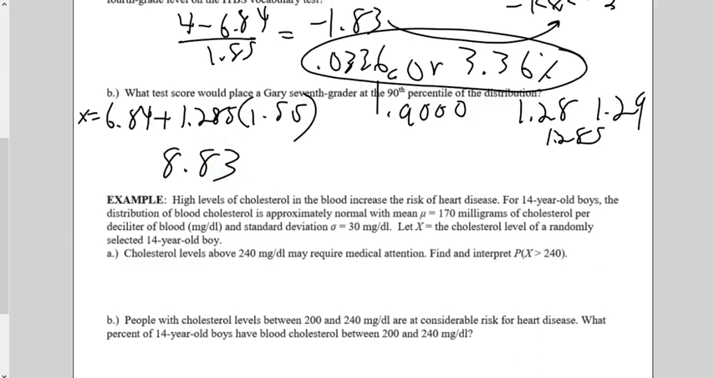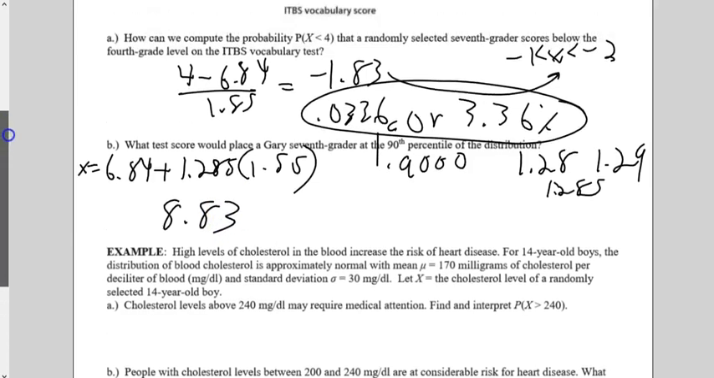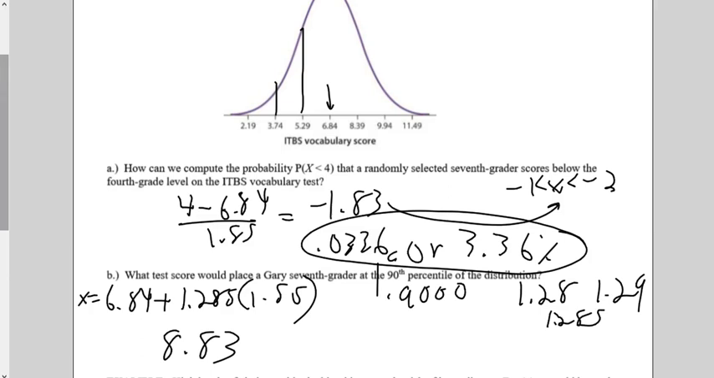8.83. Now, where's 8.83? Right about there. Between 1 and 2. And isn't that what we said we expected, between 1 and 2? It's obviously going to be closer to 8.3 than 9.9, so that's why it's a little bit on the low side.